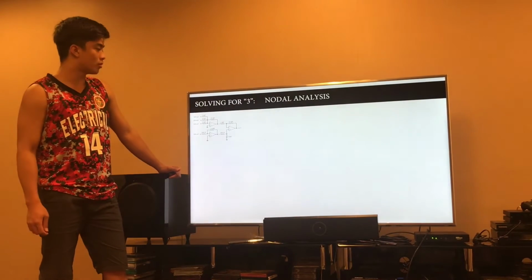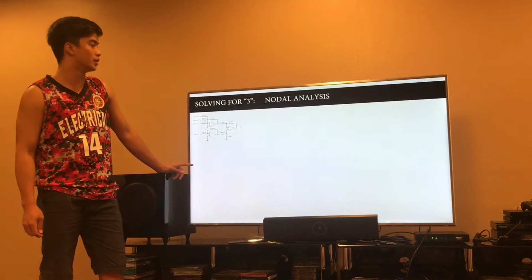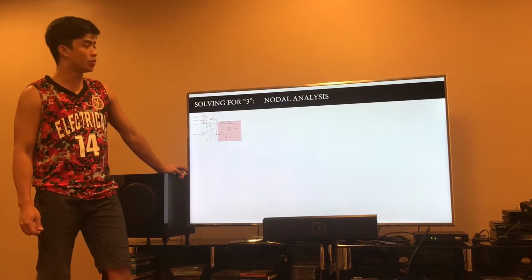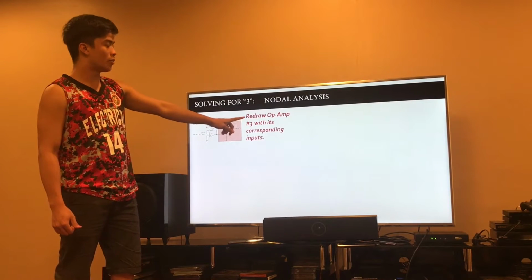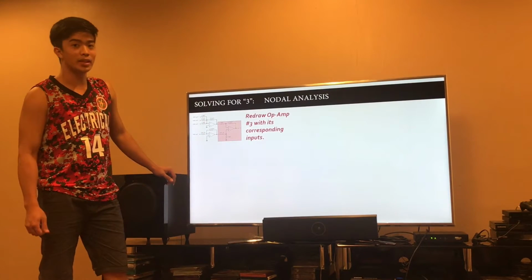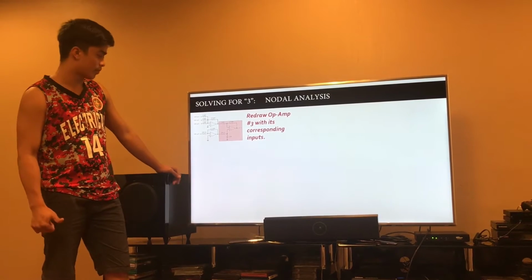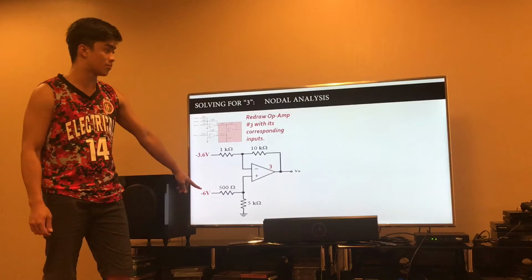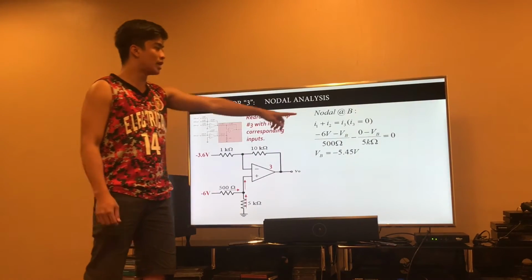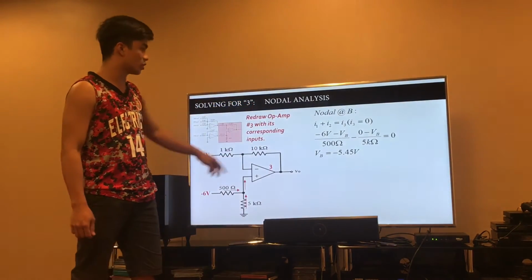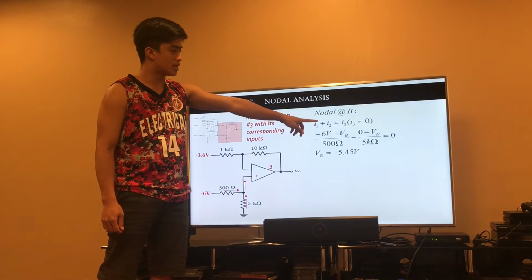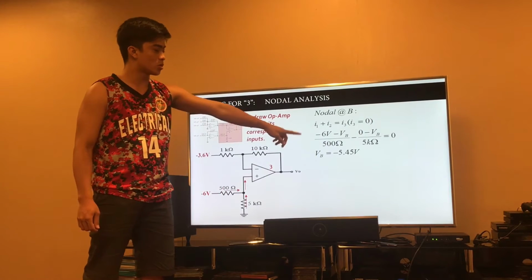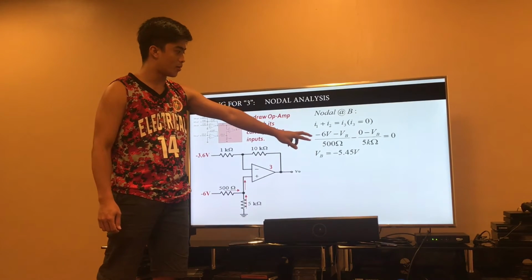Now we are going to solve for the last stage of problem number 1, and we are going to solve this using nodal analysis. The first step is redrawing the operational amplifier with its corresponding inputs, which we solved earlier, and those are negative 3.6 volts and negative 6 volts. Nodal at B is I1 plus I2 equal to I3, shown by the arrows here. Substitute all the values right in here.